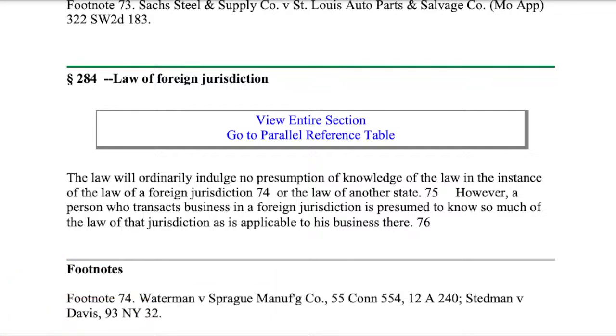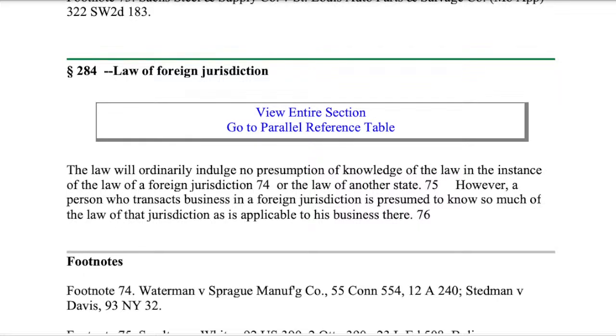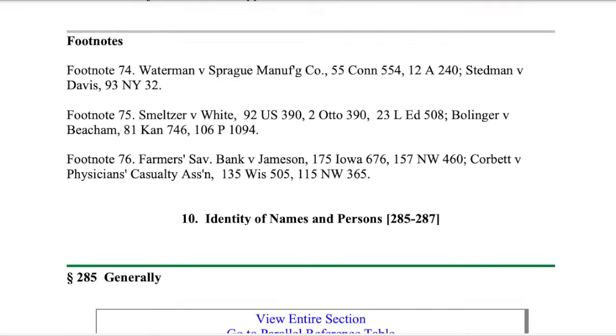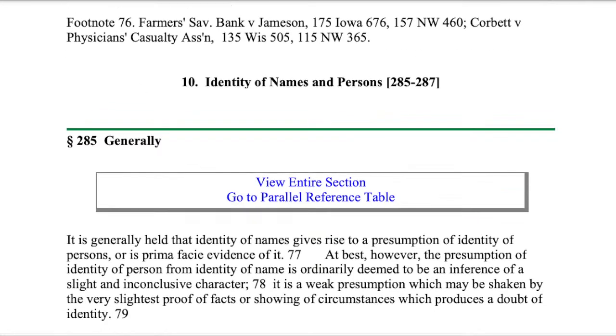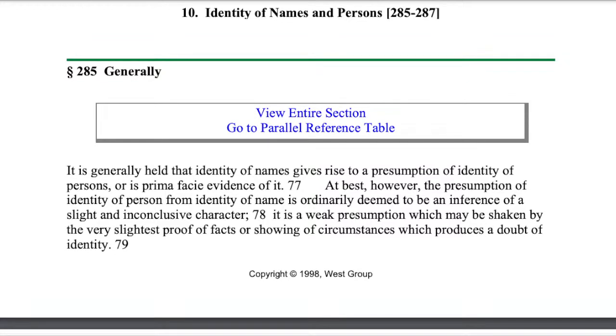Definitely find some helpful stuff here regarding evidence. Let's continue. I think we're only on part 18. All right, here we are to chapter 10, the identity of names of persons, and starting with section 285, generally.